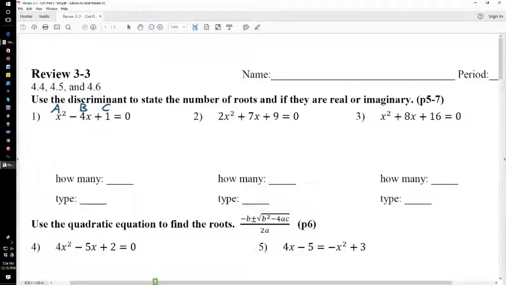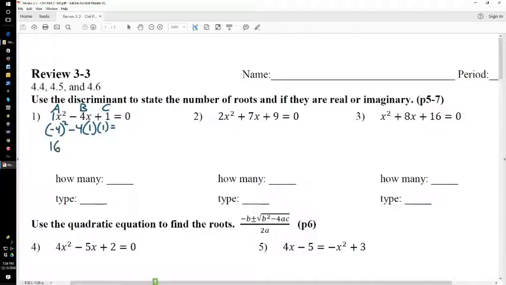So what we're going to do is start off with negative 4 squared minus 4 times a, which is 1, since there's nothing there, it's a 1, times c, which again is 1. And we want to see what that equals. So negative 4 squared is 16.